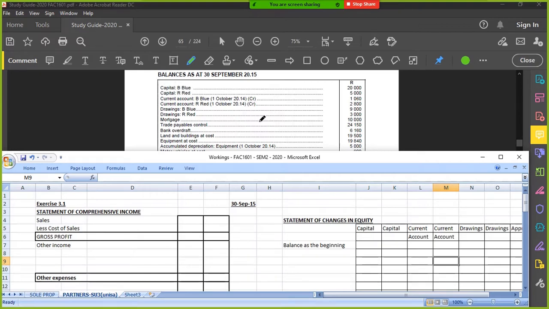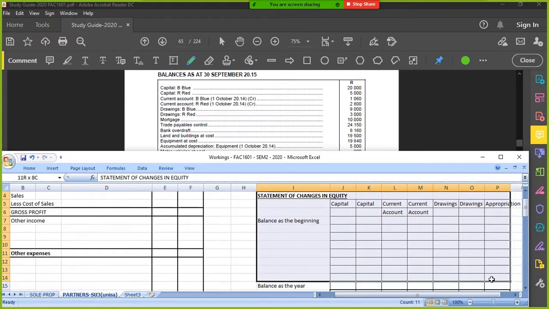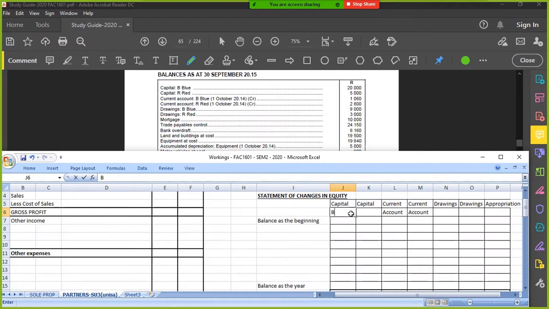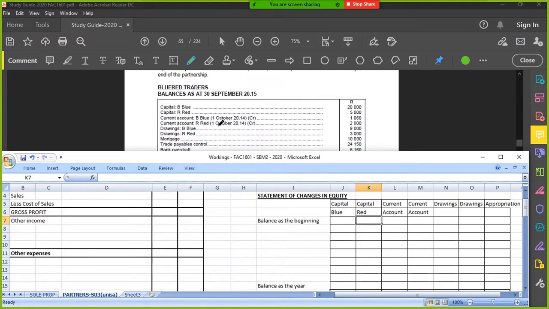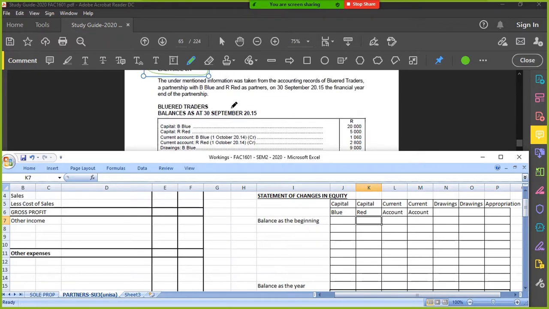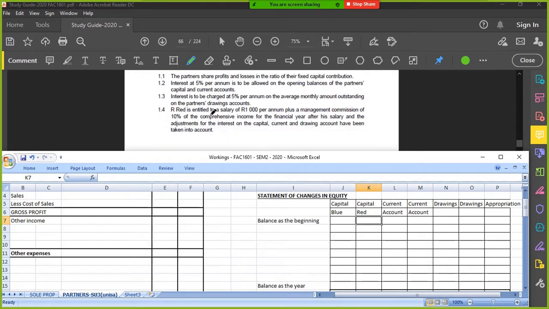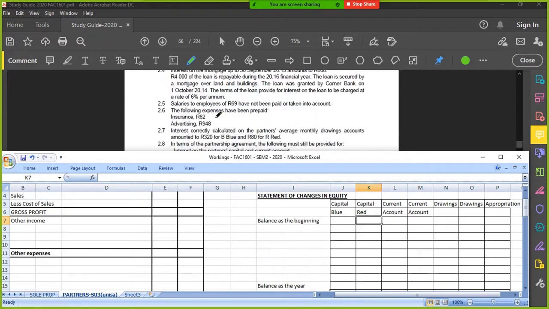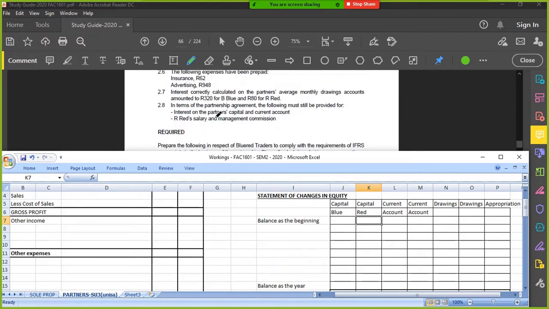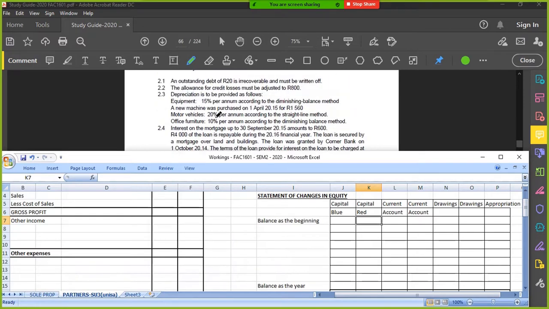Okay, capital we know is owner's equity. Where does that go in terms of disclosure? Statement of changes in equity. So we've got blue and we've got red. What did they give me in the question? They gave me balances as at 30th of September. Is this before or after adjustments? Let's read. Under the above accounting records as part of the financial year. Okay, that's fine. They've just given you balances here. Do I have adjustments? I do have adjustments. I would probably assume that this is the end balances unless we are told otherwise.